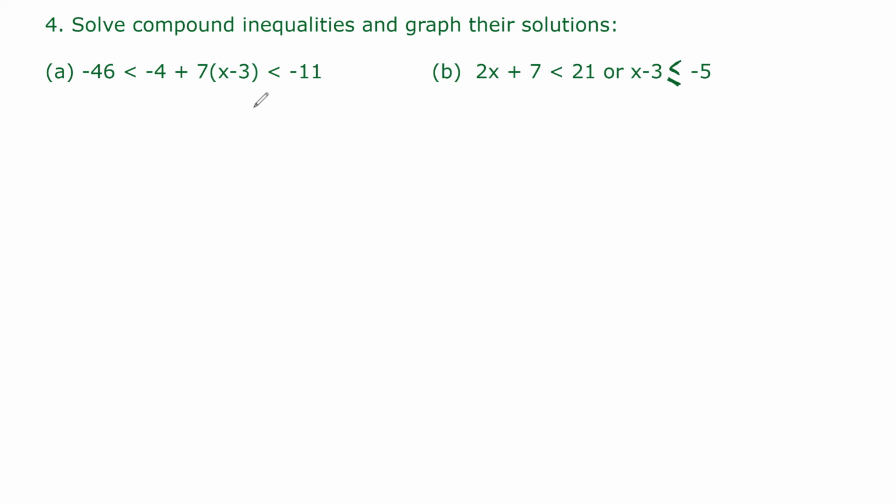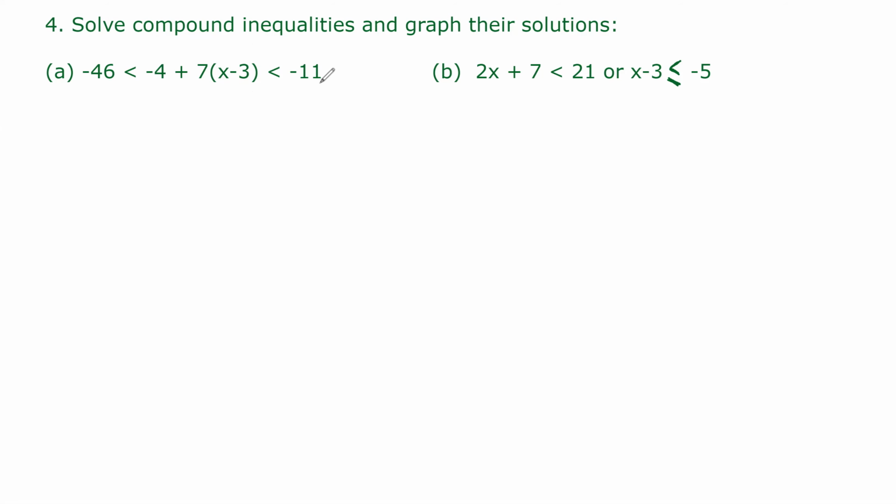So let's take a look at the first one. What it basically says is that this complicated expression is between the two values. It's greater than negative 46 and it's less than negative 11. And what I'm saying here is the word "and," so it is guarded on both ends.